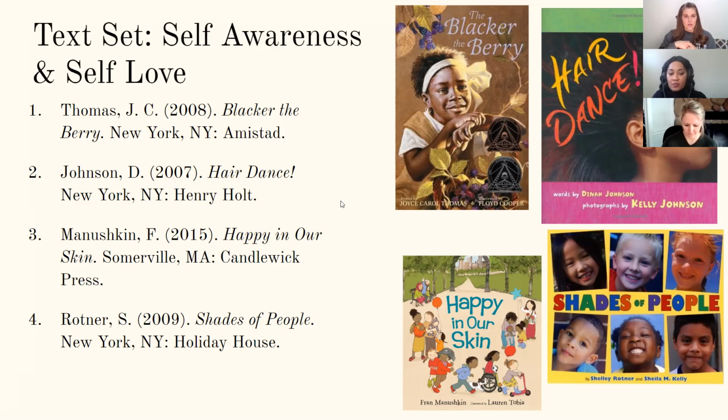The next one, actually I'm skipping down to number 4, is Shades of People. And this book functions as a photographic essay, and it explores and affirms various shades of skin color in the children featured. So each page is covered in photographs with a brief text describing skin tone and pointing out just how many shades actually exist. So one line reminds children that even in the same family, there can be many shades.